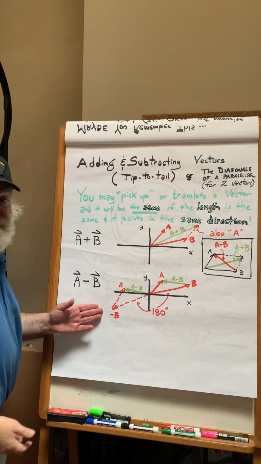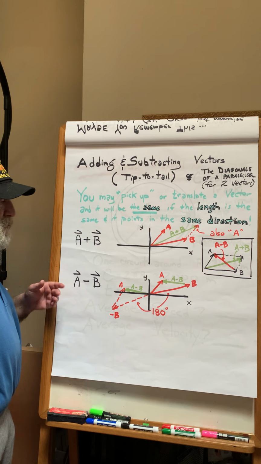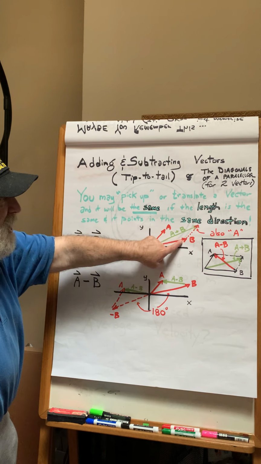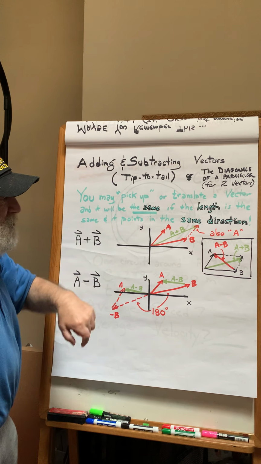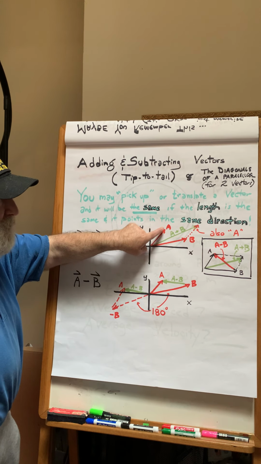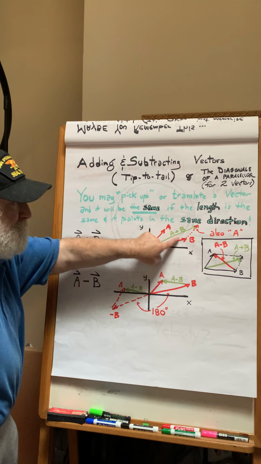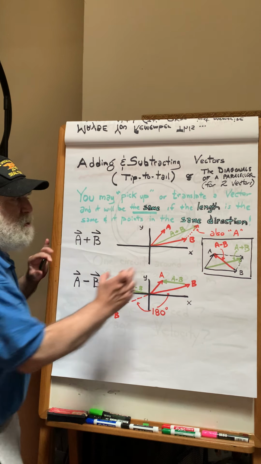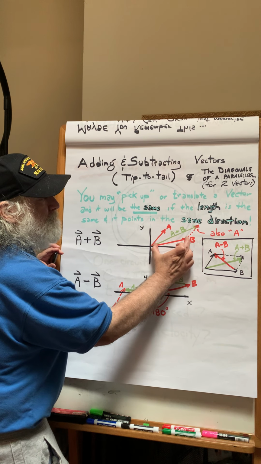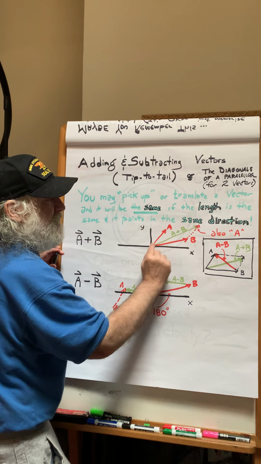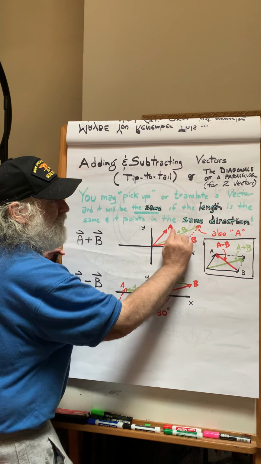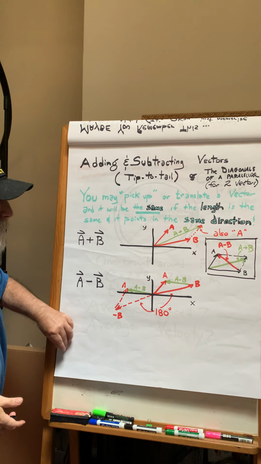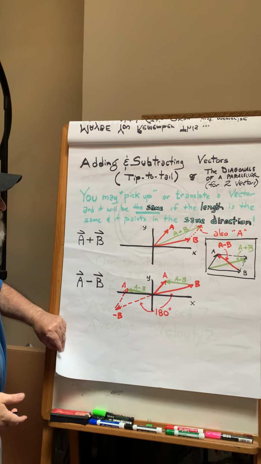So that's how you do it visually, but I find it easier to remember that A plus B is the long diagonal and A minus B is the short diagonal pointing toward the positive one, A. A minus B points to A from B. We add vectors tip to tail, so you could pick up B, move it up to A, and there's A plus B forming the main diagonal of the parallelogram. So adding vectors is fine.